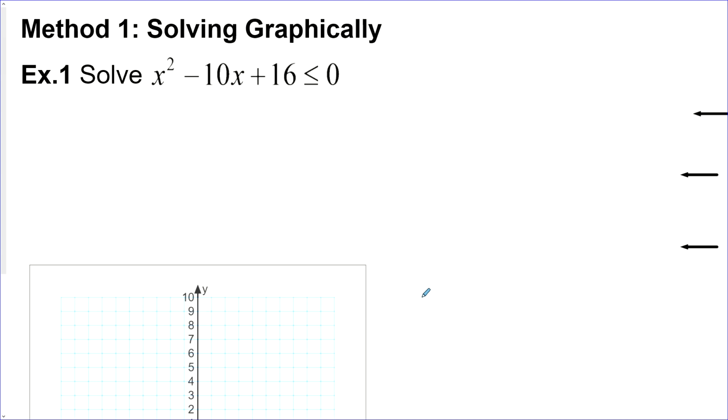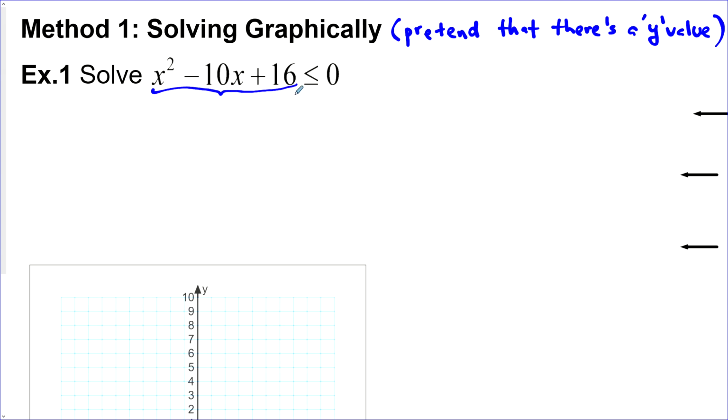First method, solving graphically. We want to solve x squared minus 10x plus 16 is less than or equal to 0. So with this one, when we solve graphically, we pretend that there's a y value. And there isn't really a y value, and this doesn't really go on this Cartesian plane because you see this axis is y. But we're going to take this whole thing and say that this is our y here.